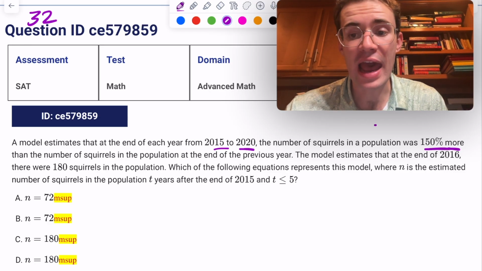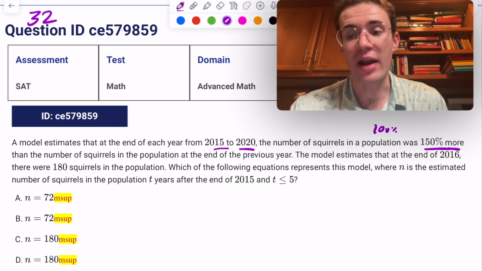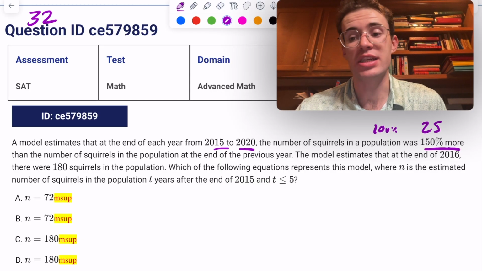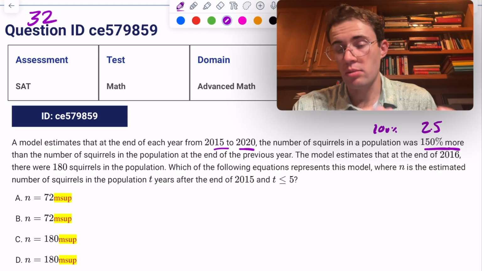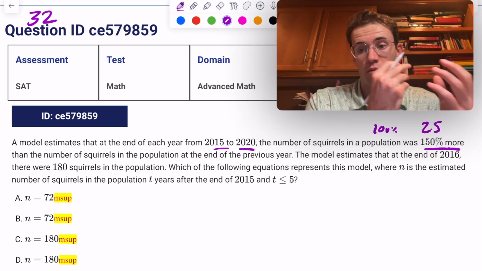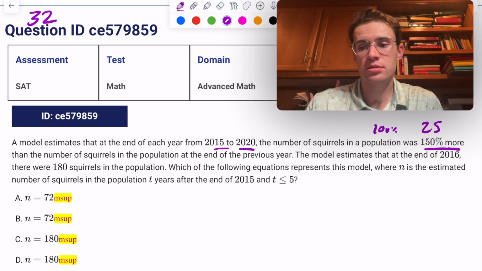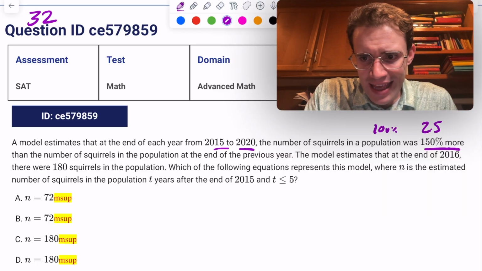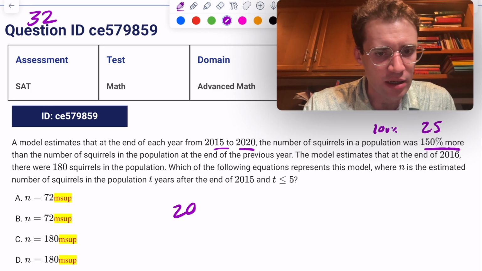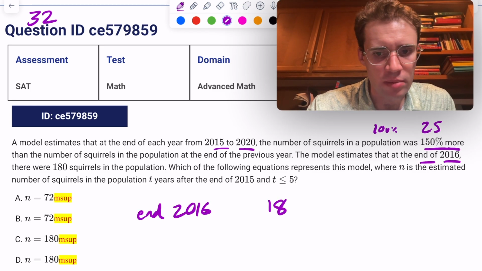Right, think about it. You already have 100% of what you had, and then you're adding 150, so it's going to be 2.5 or 250% of that. If you multiply it by 2.5. If you're figuring out what you're adding, then you're adding 1.5x to x, or whatever you had. The model estimates that at the end of 2016, so the end of 2016, there were 180 squirrels in the population.